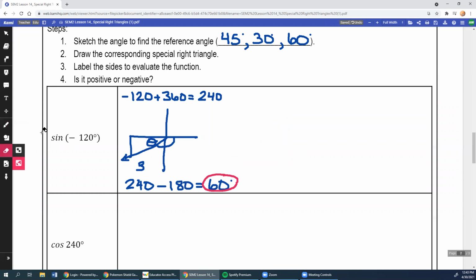Sorry, I didn't like it. All right, let me try this again. Oh, that does not look any better.